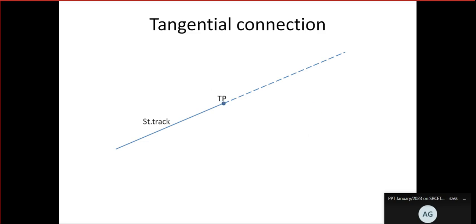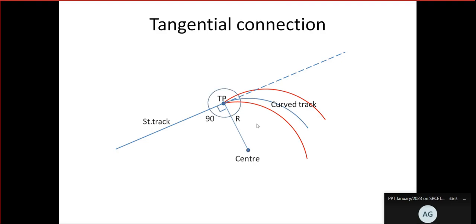How should it be introduced? Is this correct? The curve should always be connected tangentially. This is wrong, and this is also wrong. It should be like this. That means it should be tangential. That means the angle between the tangent, which is the straight line, and the radius drawn connecting the center should be equal to 90 degrees.